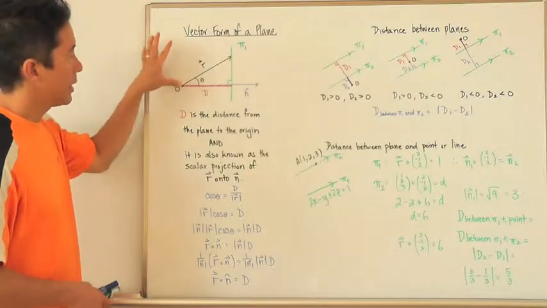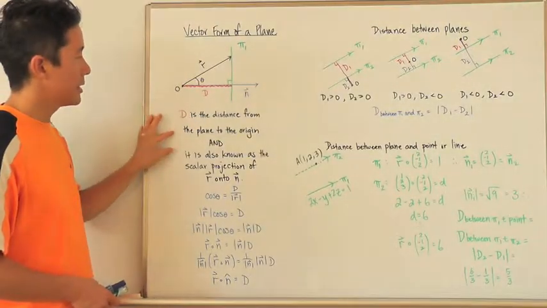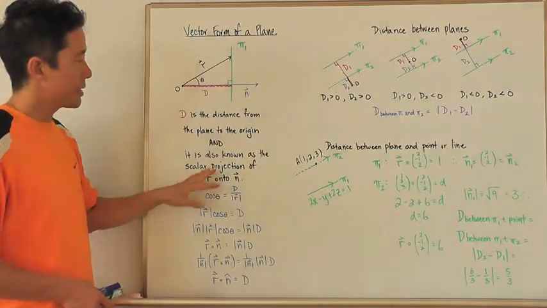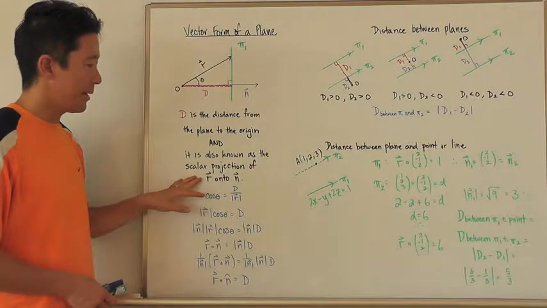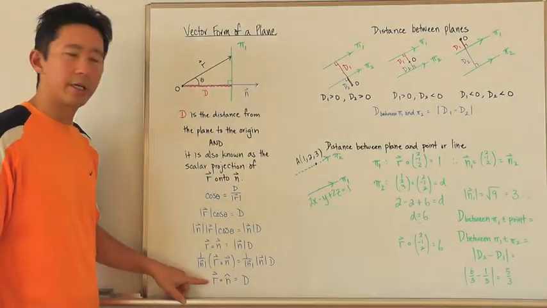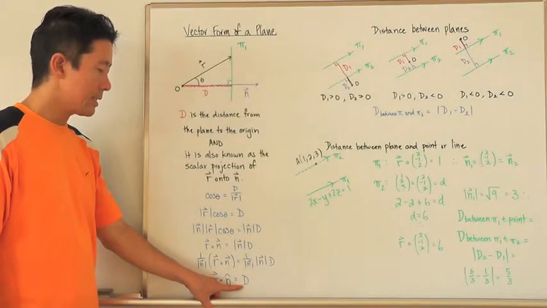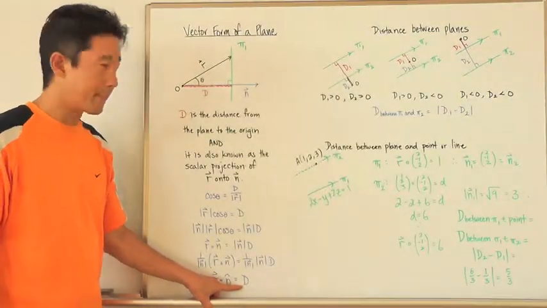Okay, so let's wrap things up. The vector form of a plane is based upon this value of d, which is the distance from the plane to the origin, and the scalar projection of r onto n. Using that information, we can come out with this very nice form, the vector form of a plane, which also tells us the distance from the origin to the plane.